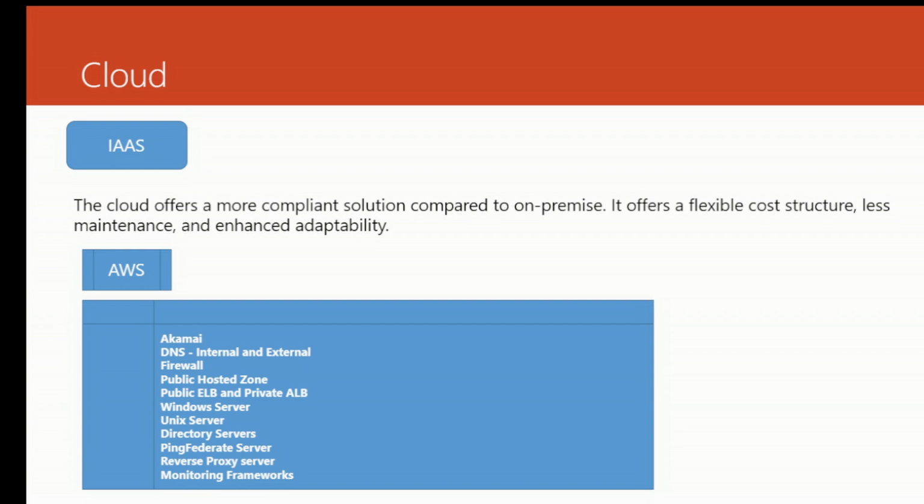Using cache memory, it's doing that. We'll just talk maybe about Akamai also in some other session, right? But yeah, you can see here you need the entire thing: Akamai, DNS, internal, external, firewall, public hosted zone. We'll talk about that in PF07 when we talk about the architecture diagram, okay? In the public hosted zone, you have Windows Server, Unix Server, Directory Server, PingFederate, reverse proxy, monitoring framework. So all of these things you need again in the cloud also, using AWS.